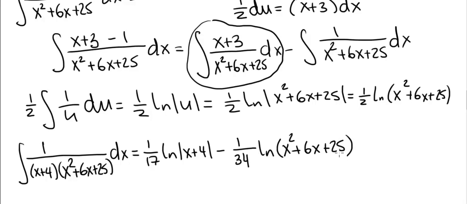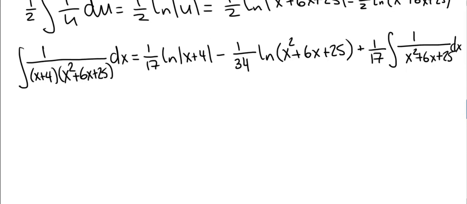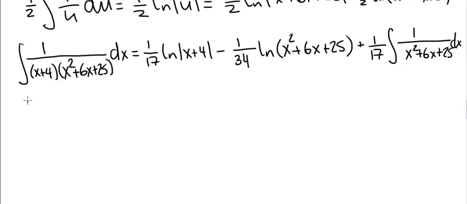And then we had 1/17 minus this integral, so this will be minus a minus, plus 1 over 17 times the integral of 1 divided by x squared plus 6x plus 25. All that we have left now is that integral. Let's go ahead and evaluate it. Once again, I'm going to leave the 1/17 alone. We're going to evaluate the integral of 1 divided by x squared plus 6x plus 25.